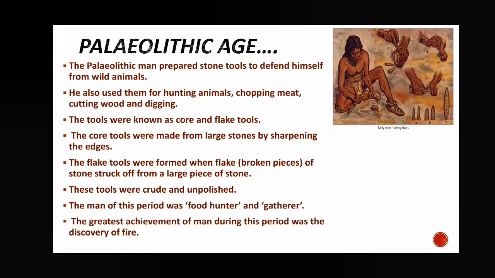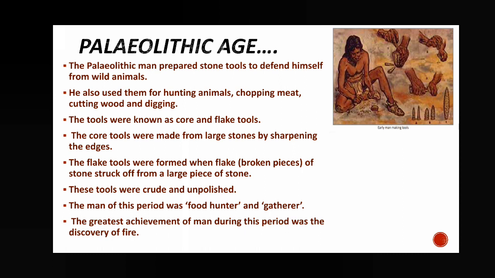Because flake tools were made from the broken pieces of this large piece of stone. Next, these stone tools were crude and unpolished. That means there was no such type of change. They were not polishing them, just as usual. Whatever the look of the stone, the tools were also looking like that. They were not giving any kind of polish. That's why it is called crude and unpolished, because they did not know about this type of skill.